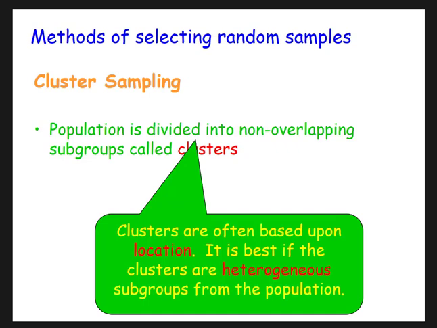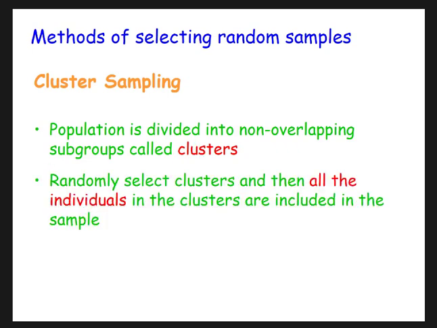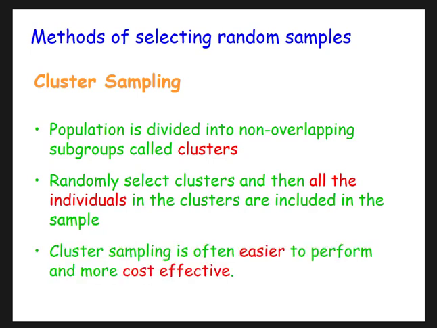Most of the time, location or some other characteristic defines how easy it is to collect data from. So then we randomly select whole clusters to survey. As we said, cluster sampling is often easier and more cost effective just because you get more data in one location.